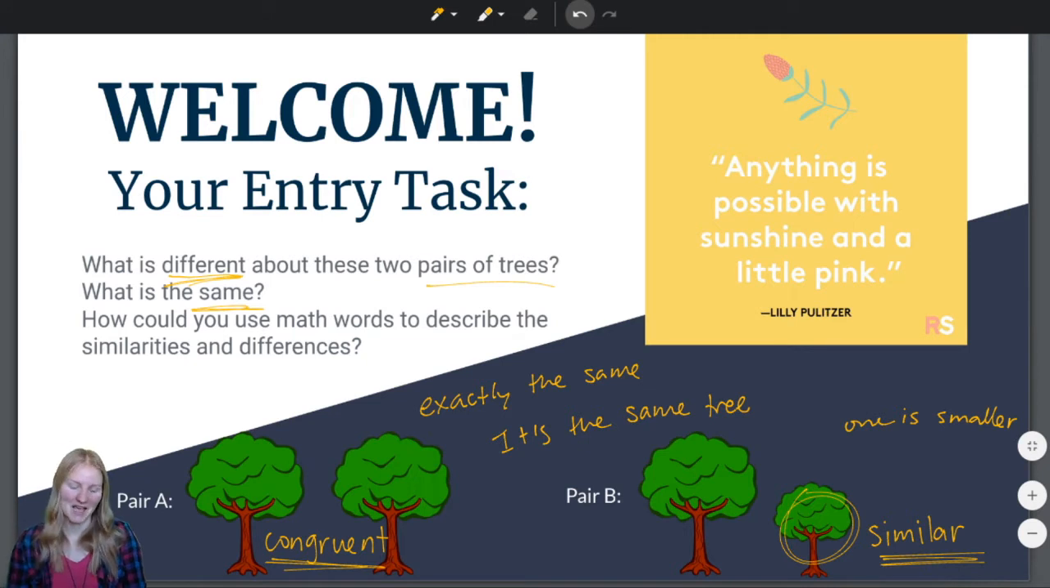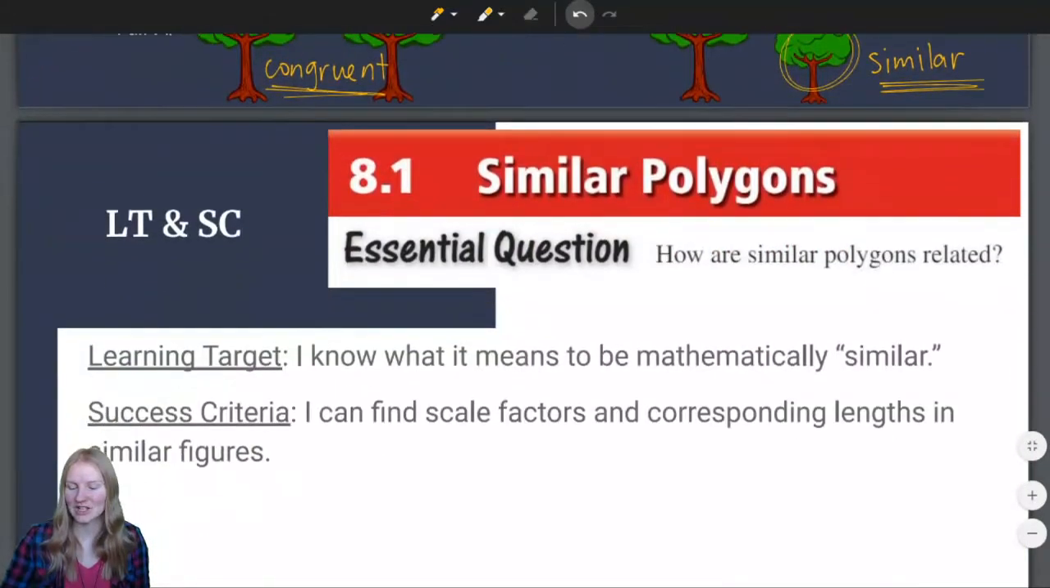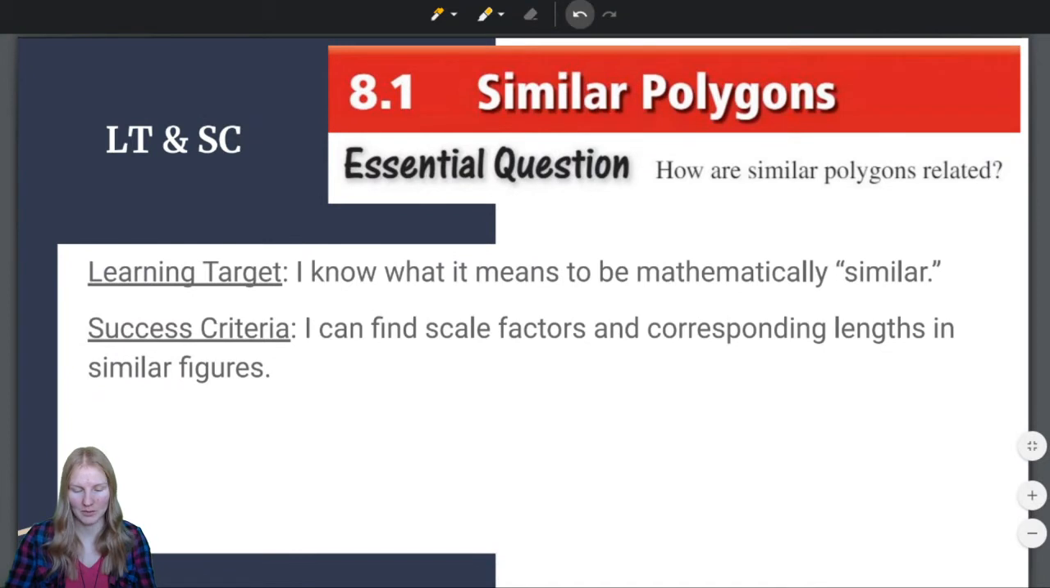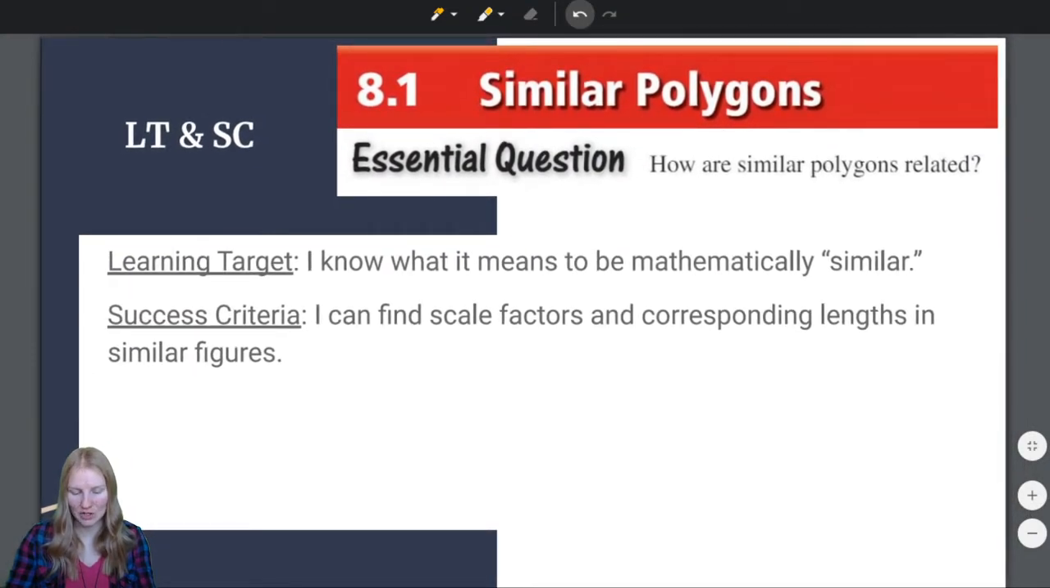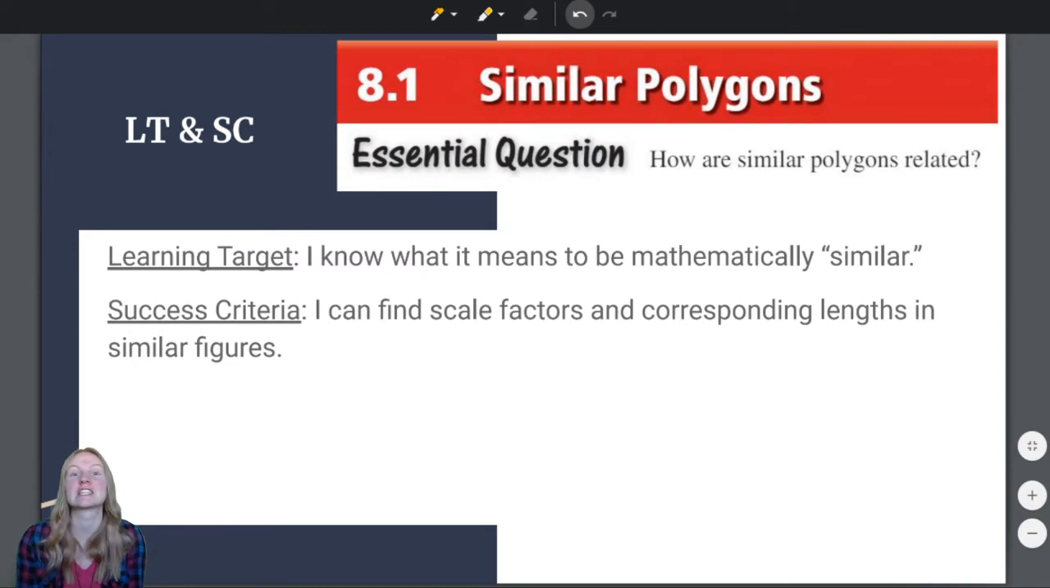So, how could you use math words to describe them? The trees in pair A are congruent. The trees in pair B are similar. Okay, wonderful. That's a nice intro to what we're learning about in Chapter 8. Now, let's dig into what we will learn about in 8.1, the first section of Chapter 8.